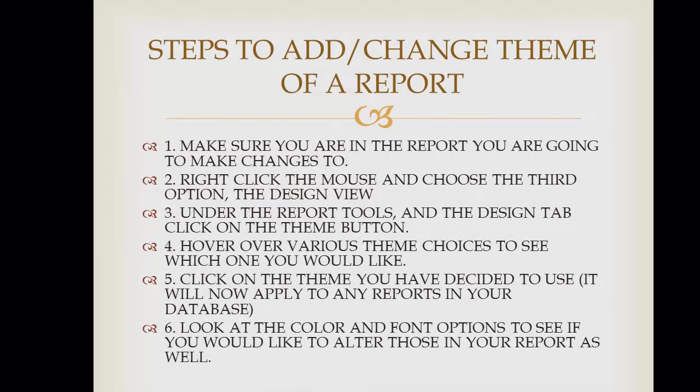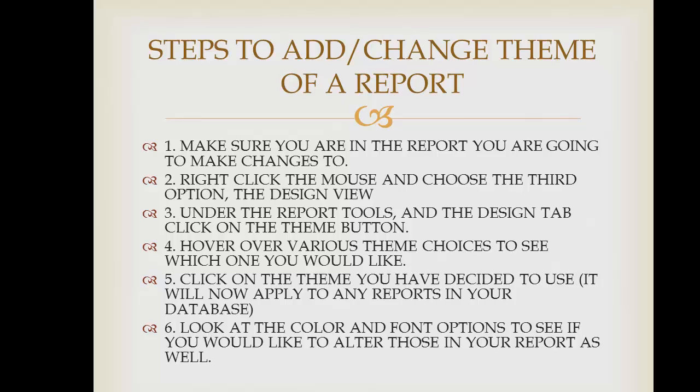Adding a theme to your report is a good way to make it look more professional. So here are the steps to add or change a theme of a report in Microsoft Access 2010. First, make sure you are in the report you are going to make changes to. Once you're in the report, right-click the mouse and choose the third option, the Design view. You will see Report Tools now at the top of your screen. Click on the Design tab and then click on the Theme button.